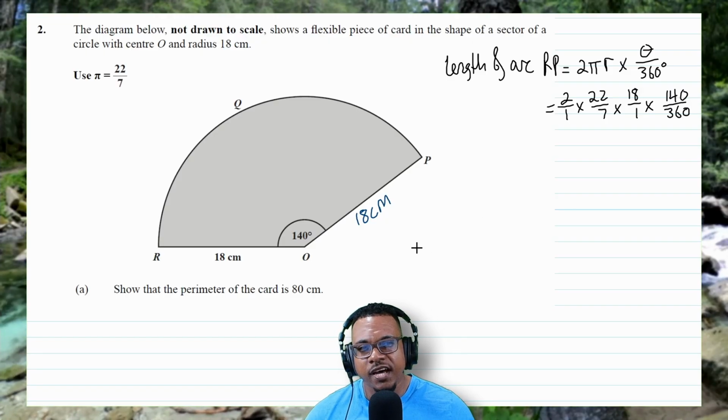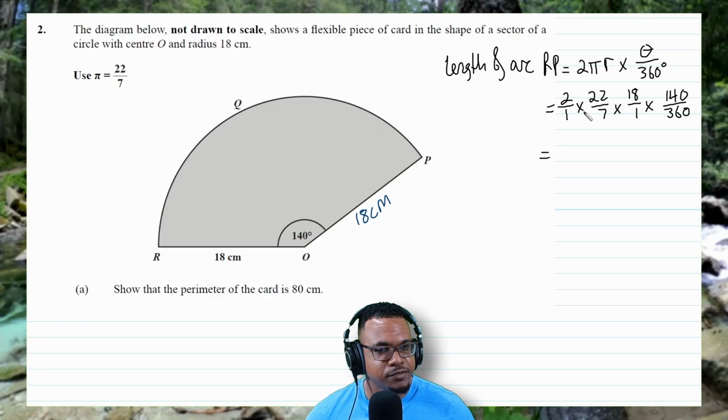Now remember, you can use calculators for this Paper 3. So you don't have to take too much time canceling. I mean, yes, you've seen stuff get cancelled: 2 could go into 2, 1, and 2 could go into 360, 7 could go into 140. So we could cancel, but why do all that when you can use a calculator and just do it fast?